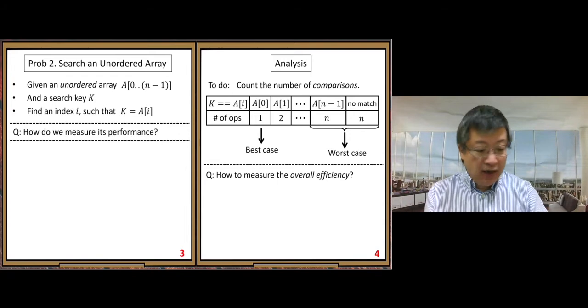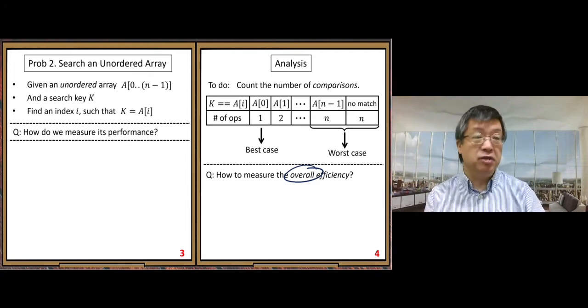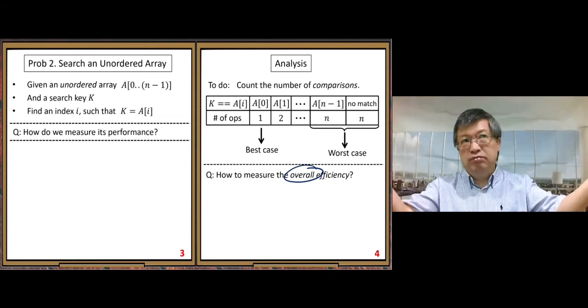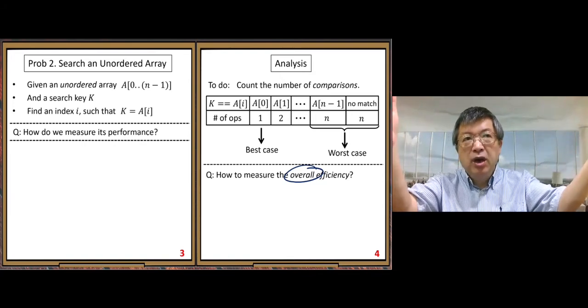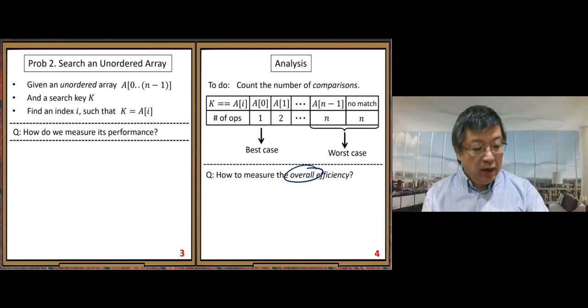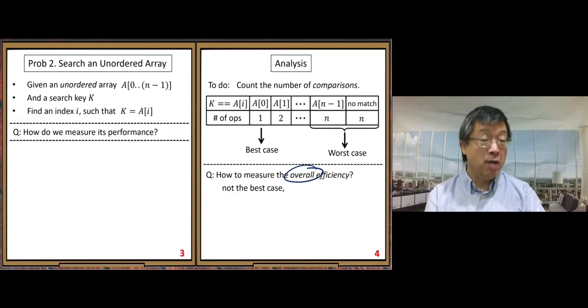All right. Now, the question: how to measure overall efficiency? Because we want to see whether the whole algorithm is good or bad. In order to answer the question, we need to use the overall efficiency measure. Can we use the best case for the overall efficiency measure? We cannot, because it is only for one case, right? Best case, only one case.